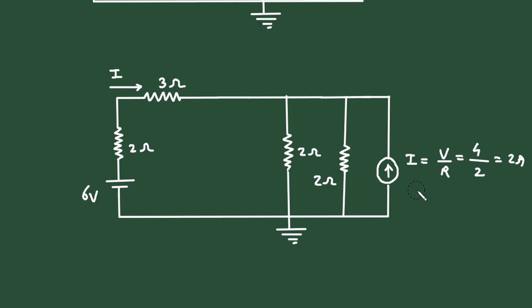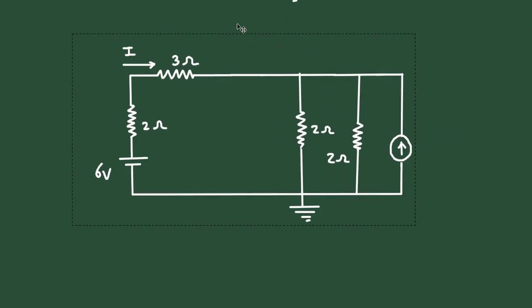Now we can remove this 4 volt from here. The value of current source is 2 ampere. Now here we can see this 2 ohm and this 2 ohm are connected in parallel, so we can easily solve this. Again we will redraw this. The value of this current source is 2 ampere.